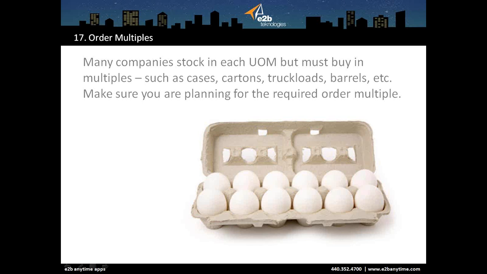If my customer is shipping me product by the case, but again, I'm breaking it down and stocking in the each, I can't buy one each. I need my MRP or my DRP system to say, all right, well, I need one egg, but instead of putting an order in to my vendor for one egg, go ahead and put it in for one carton of eggs, or put it in for a full truckload, because that's how they are going to deliver it to me.